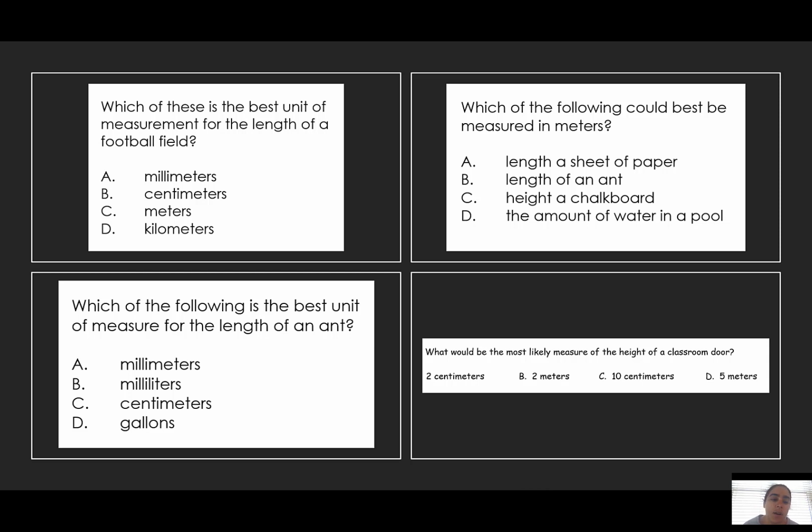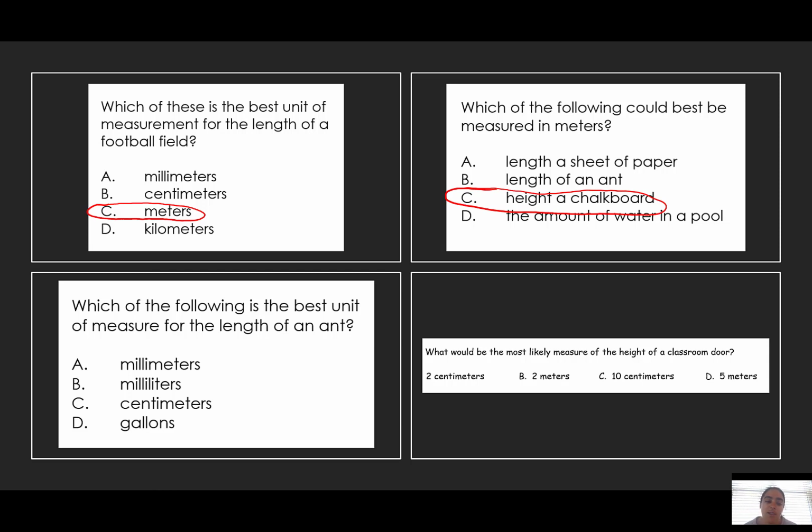All right, for the first one, which of these is the best unit of measurement for the length of a football field? I would say meters, not quite kilometers. Which of the following could best be measured in meters? I would say the height of a chalkboard. How tall or how long a chalkboard is.